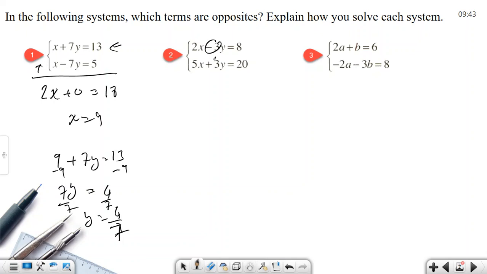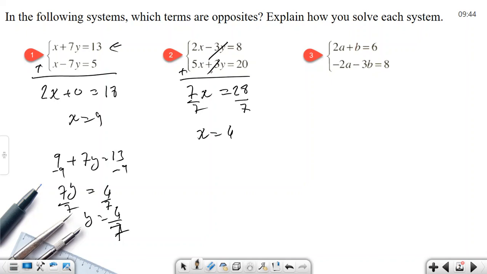In this one, negative 3y and positive 3y are again opposite terms. When you add both equations, 2x plus 5x is going to be 7x, and the y terms are going to be 0. We don't need to write that now. 8 plus 20 is 28, divided by 7, divided by 7, x equals 4.